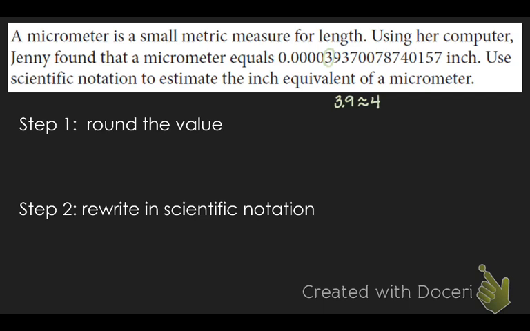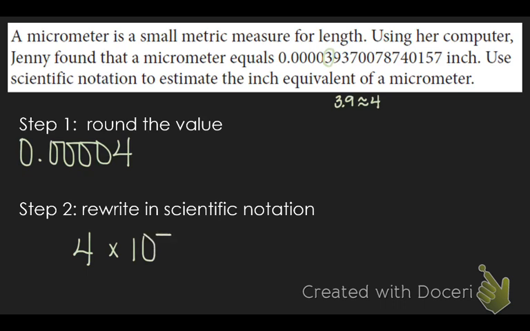So when I round my value, it's 0.00004. And then I'm going to rewrite that value in scientific notation. So I'm going to move it to make it 4 times 10 to the negative, and then figure out how many spaces I'm moving that decimal. And that's 1, 2, 3, 4, 5. So this value is approximately 4 times 10 to the negative 5 inch.